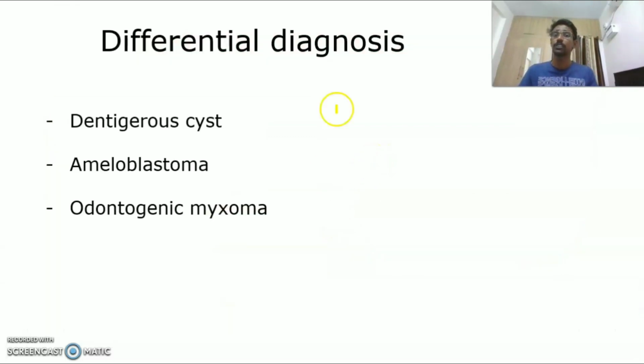So coming to the differential diagnosis. As I said before, dentigerous cyst, ameloblastoma or odontogenic myxoma. These are the main differential diagnoses that can be given, because it's occurring in the molar region and ramus, and all these 3 lesions will be seen in the same region.